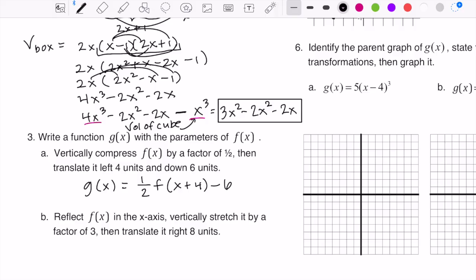And for b, we got this reflection in the x-axis, which means that there is going to be a negative. And it's going to stretch the graph by a factor of 3, so that's going to go in front. And then we're going to translate it 8 units to the right. That's +8, but in the equation we do the opposite, so it's x minus 8. And since it is a horizontal movement, it has to be in the parentheses with the x.